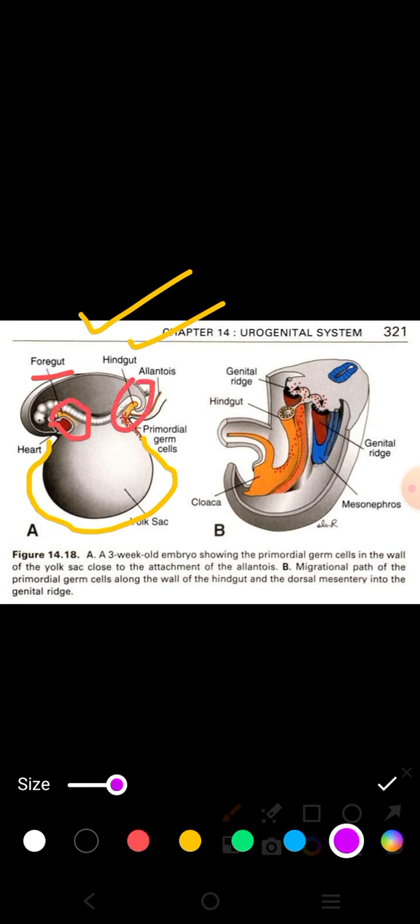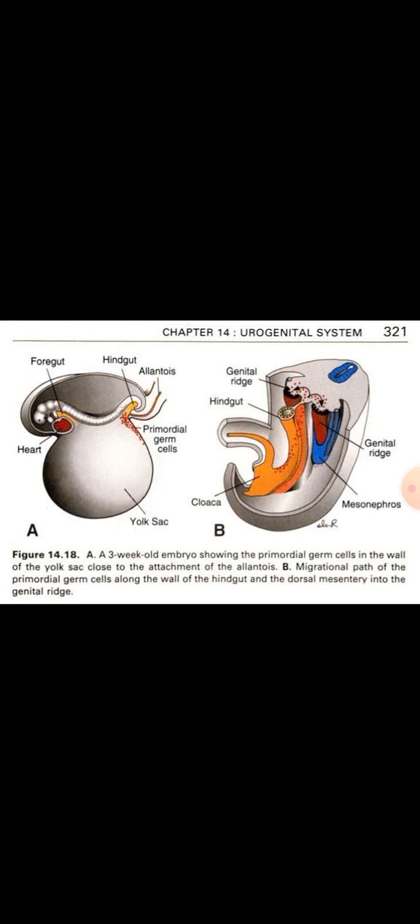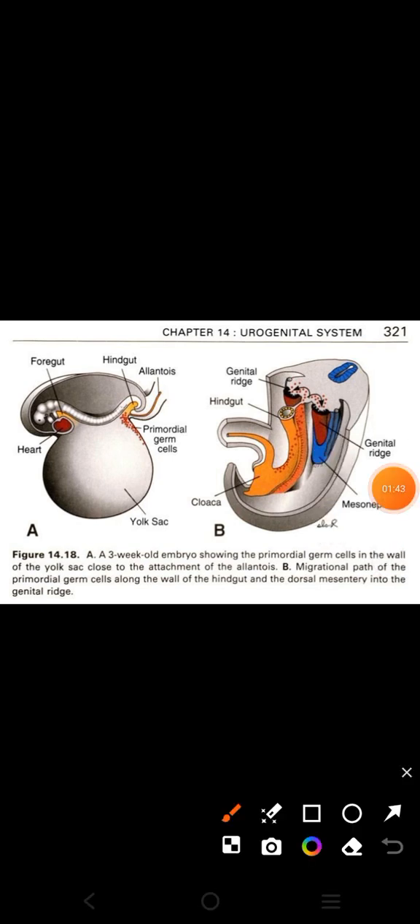The other major structure of your concern is this yolk sac. Moreover, you can also watch from here that these are the primordial germ cells. Just remember, these are the primordial germ cells, and you can see them in the wall of this yolk sac, right? This is a 3-week-old embryo and it is showing the primordial germ cells in the wall of the yolk sac. So just remember these primordial germ cells.